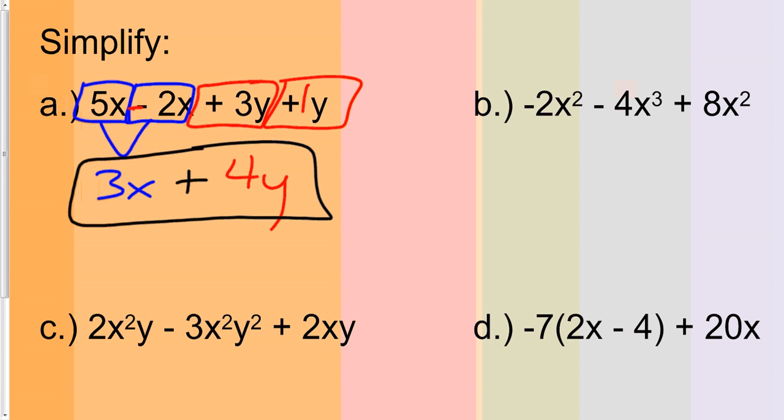Alright, let's look at b real quick. Now we have a little bit more involved. Okay, so remember we want to look for same variable, but also to the same power. So all of these terms have the same variable. They all have x's with them, but they're not all to the same power.